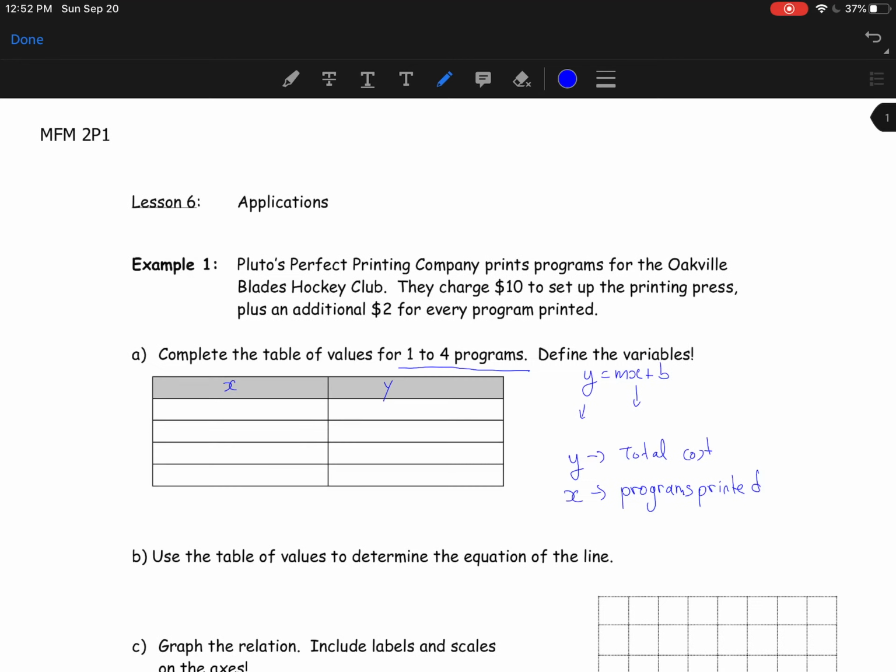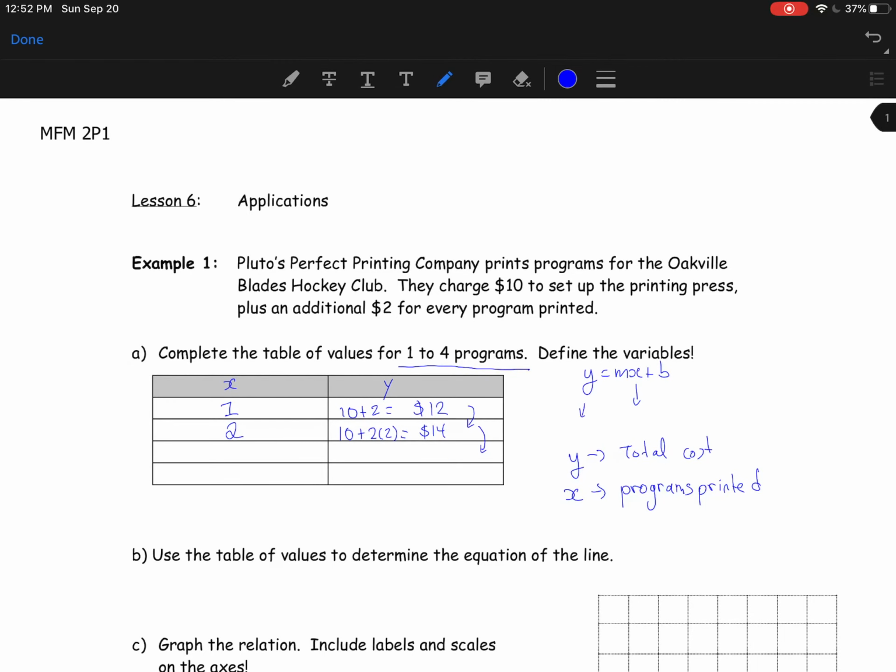So they say we want to go from 1 to 4 programs. If we have one program, they're going to charge a $10 flat fee right off the bat and then $2 for every program printed. So that's 10 plus 2, which equals $12 to start. Then, what happens when we have 2 programs? Well, that's $10 to start plus 2 times 2, because we have 2 programs, which is going to equal $14.